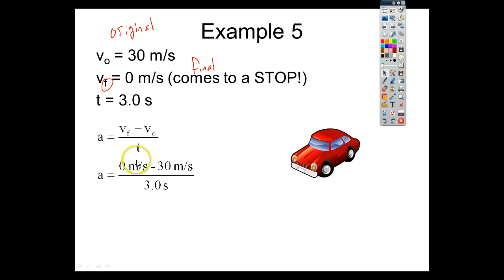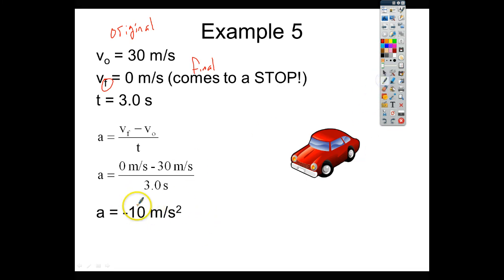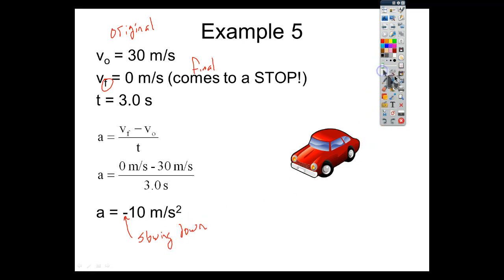So here we have 0 minus 30 divided by 3. Yes, that will be a negative acceleration, which just means that you're slowing down. So that's negative 10 meters per second squared, and that would be her acceleration. The negative sign here really does mean that she is slowing down. And that is the end of examples 1 through 5 for motion.